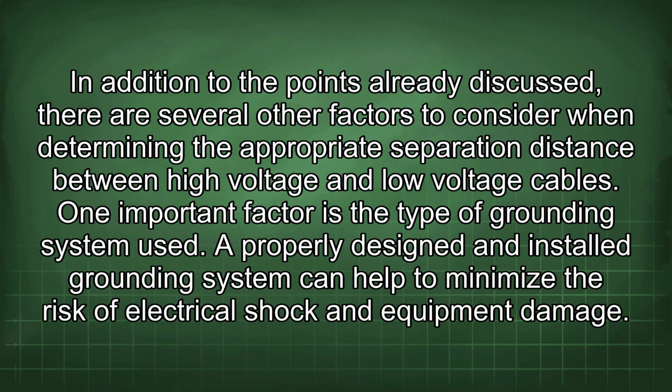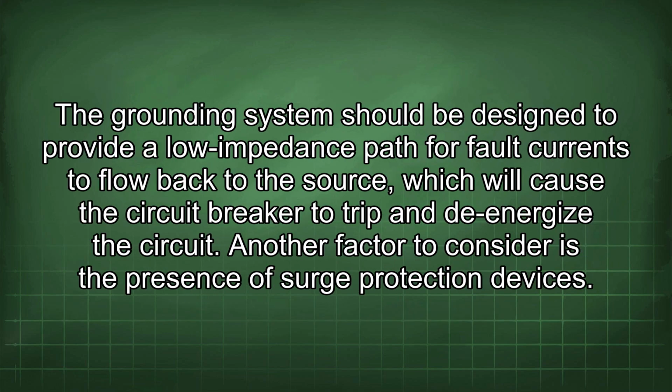In addition to the points already discussed, there are several other factors to consider when determining the appropriate separation distance between high voltage and low voltage cables. One important factor is the type of grounding system used. A properly designed and installed grounding system can help to minimize the risk of electrical shock and equipment damage. The grounding system should be designed to provide a low impedance path for fault currents to flow back to the source, which will cause the circuit breaker to trip and energize the circuit.